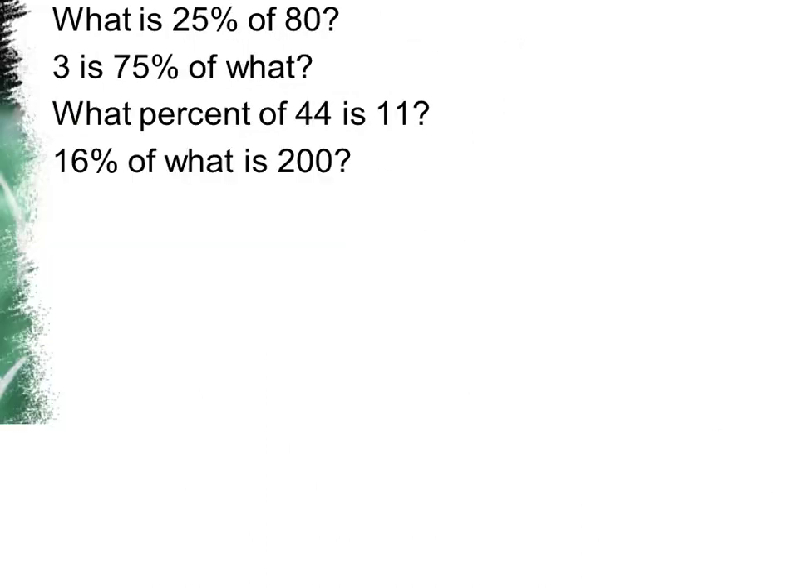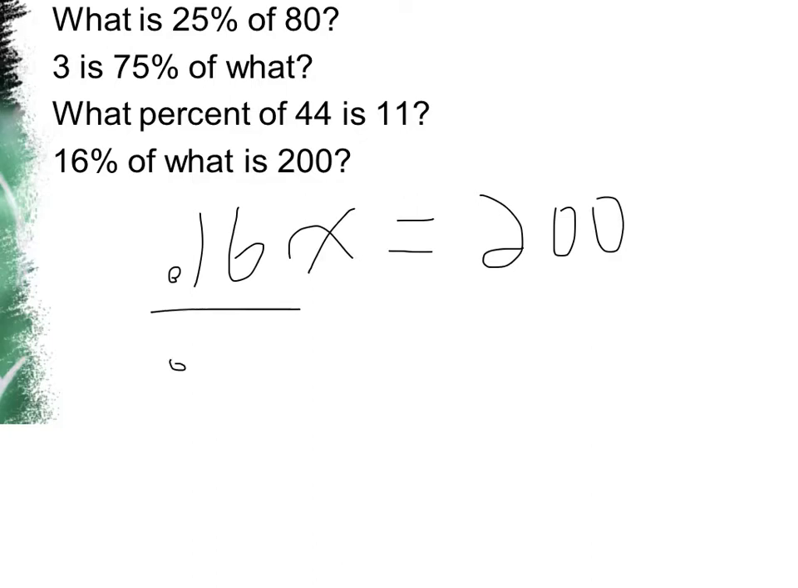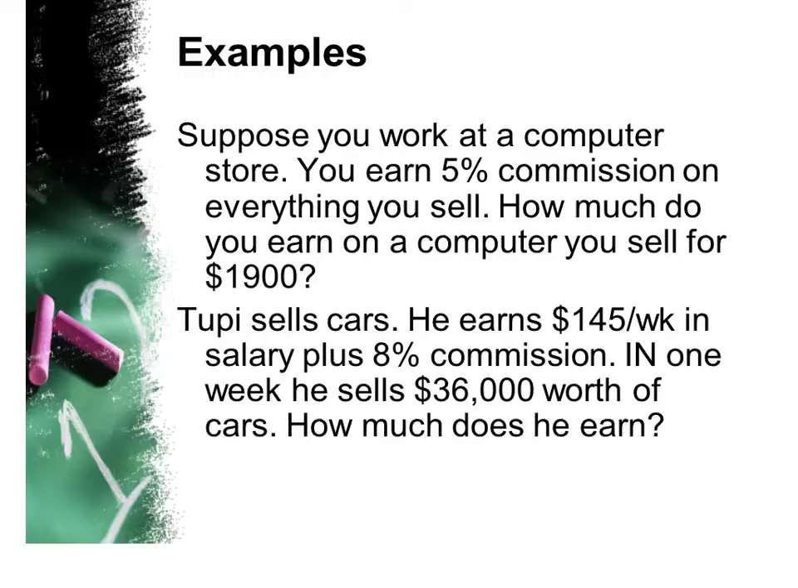The last one we're going to talk about is 16% of what is 200. So 0.16 is the P, of what, X, is 200. Now to solve that one, you just divide both sides by 0.16. And so 200 divided by 0.16 is 1,250. So let's take a look at a couple of the story problems.